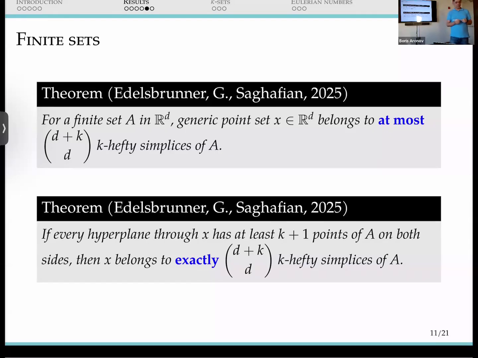But for finite sets in d-dimensional Euclidean space, the first thing is that we have at most that many simplices covering any point. But also if the point that we want to cover is sufficiently deep inside, and sufficiently means that, well, it is sometimes called the k-convex hull. So that means that if we remove all possible subsets of size k from the set and take the intersection of the convex hulls, or which is the same, if every hyperplane through that set has at least k plus 1 points on both sides, then we have still exactly d plus k choose d k-hefty simplices. And the idea is very similar to what we use in the proof. So we basically sprinkle more points around to get a thin Delaunay set, but make sure that we don't add k-hefty simplices among the initial points.